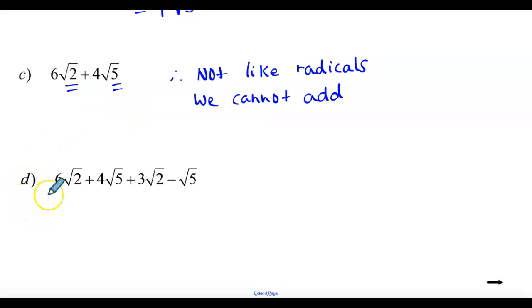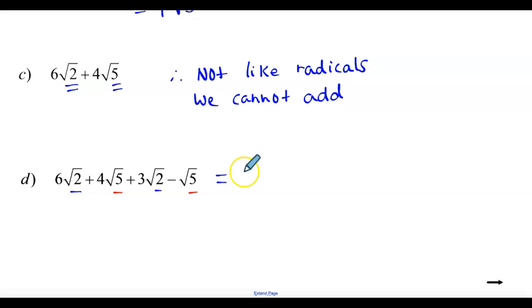Let's look at D. We have 6 times the square root of 2 plus 4 times the square root of 5 plus 3 times the square root of 2 minus the square root of 5. So we have both addition and subtraction happening, and we have all the same indexes, but notice we have two different radicands. We have 2, but we also have 5. So in order to do this question, it's a good first step to group the like radicals together.